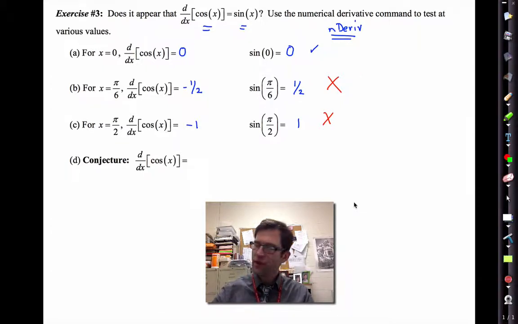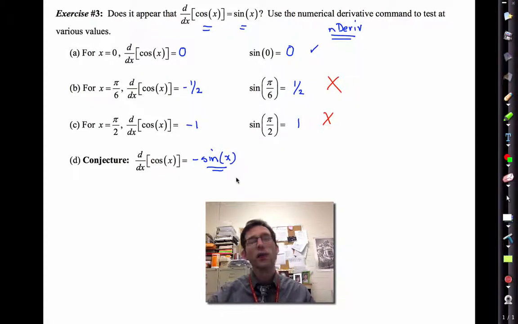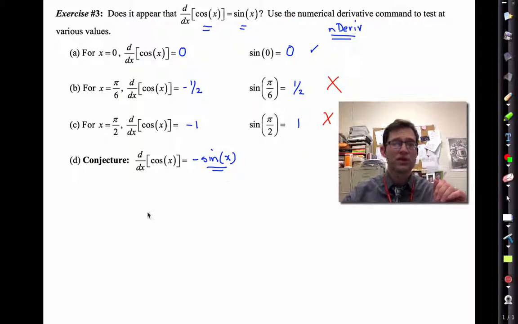Okay. The derivative of cosine x is not sine x, but it is certainly negative 1 times sine x. All right, we're not going to actually prove that. To do a proof of cosine would be very, very similar to the proof of sine, and that negative would kind of come out in the wash, so to speak.